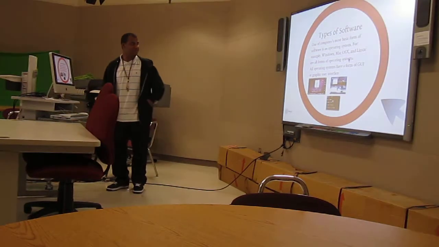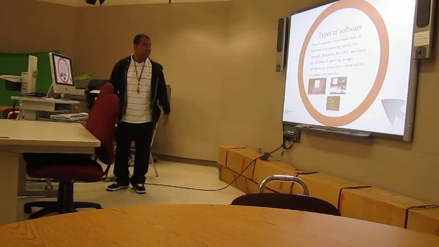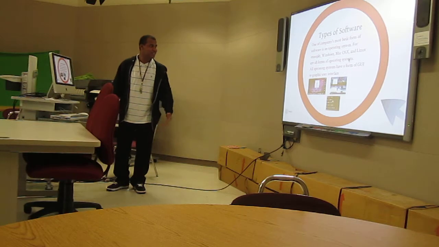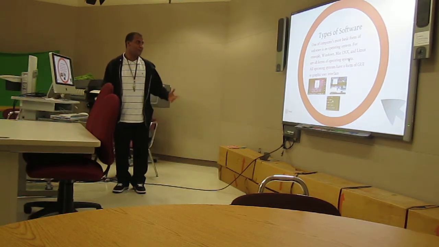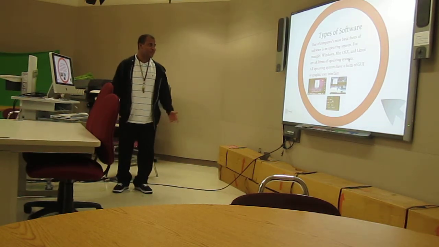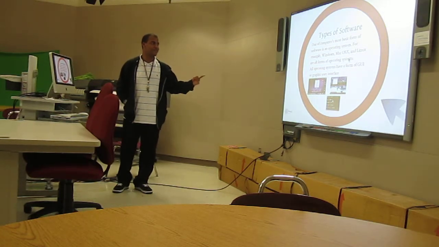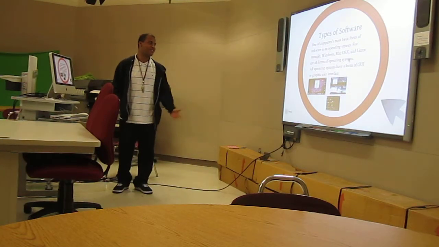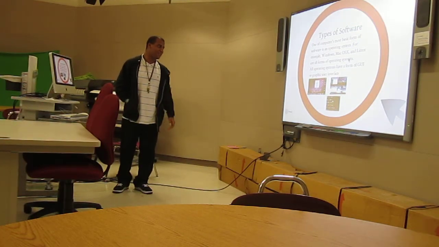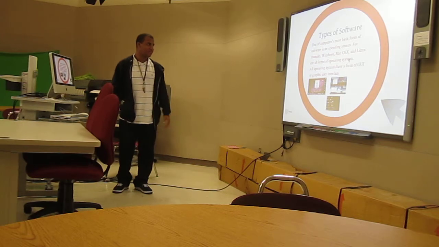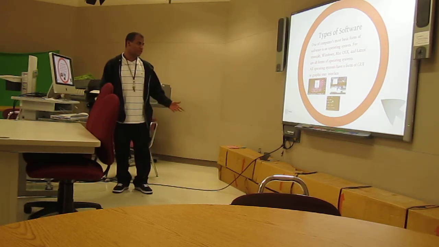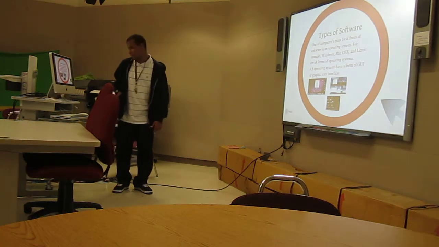Types of software. The most basic form of software is an operating system. The three operating systems that most people know about are Windows, Mac OS, and Linux. They are all forms of operating systems. All operating systems have a form of GUI, or graphic user interface.